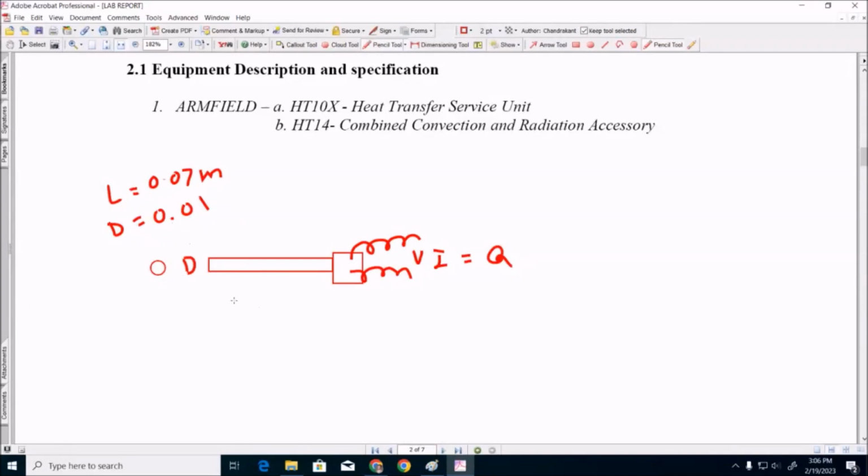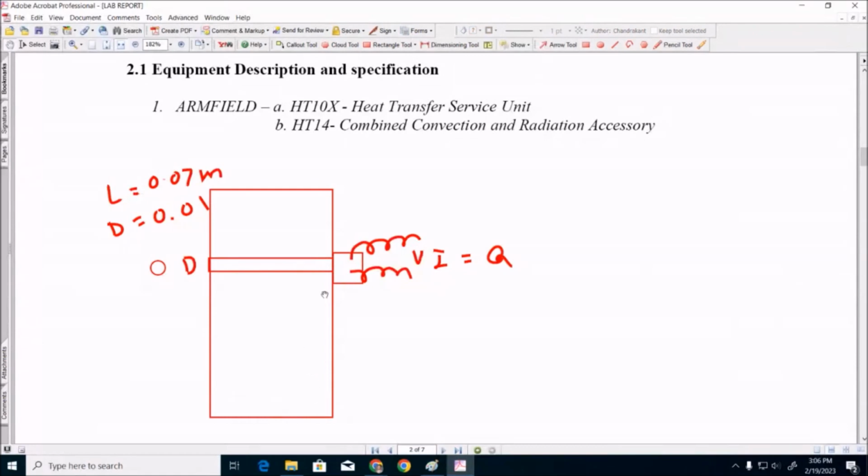So this is the diameter, capital D equal to 0.01, and this is the length L. This cylinder is enclosed in a tailpipe which has an open end, like this. There is a thermocouple here which will give you the atmospheric temperature TA, and one thermocouple here which will give you the surface temperature TH. This is about the experimental setup. This rod is hot, so due to the natural convection, there is no forced air flow.